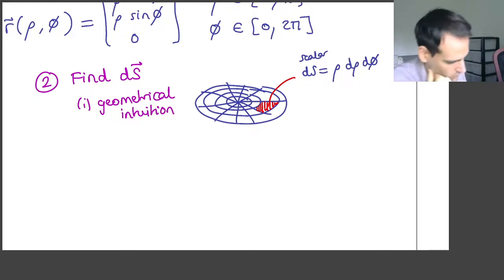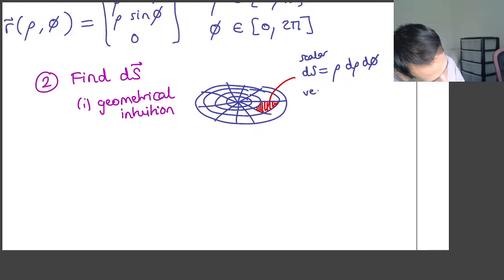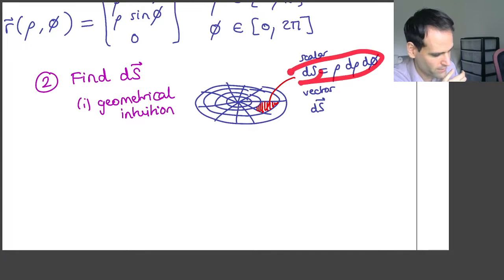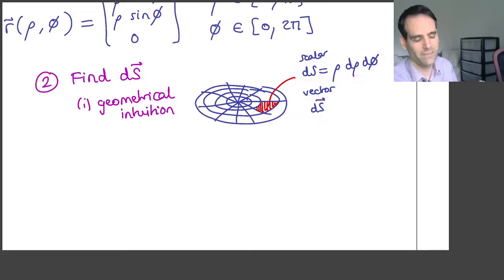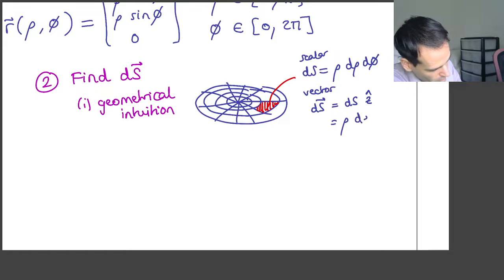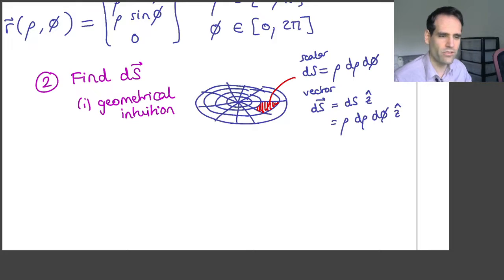d phi, okay? But now I know that the vector ds, and by the way, now you see why I insisted so much at the beginning of the module, never forget the arrows when you are writing a vector, because then you would confuse things such as the scalar ds and the vector ds, okay? So the vector ds is just going to be the scalar ds, but in the direction normal to the surface, which is z hat, okay? So I know that ds is just rho d phi z hat. Okay, so you can find it by intuition.